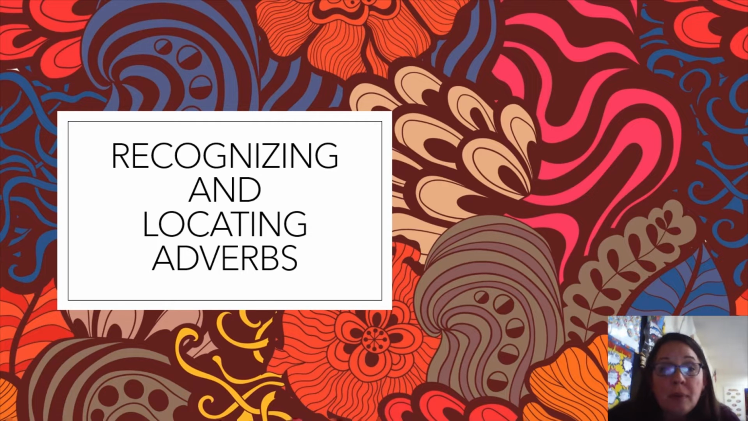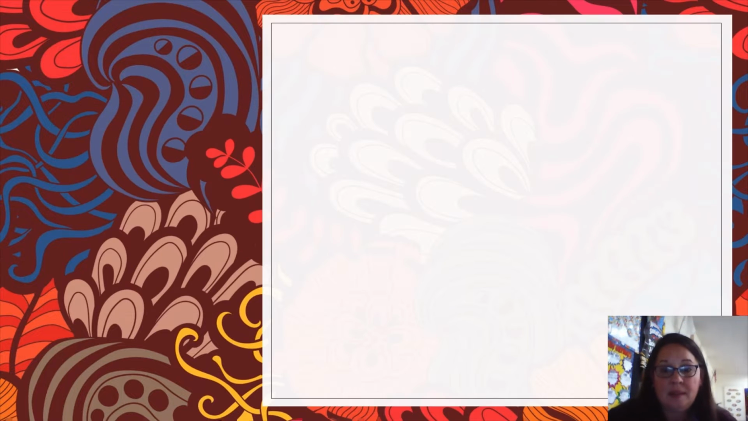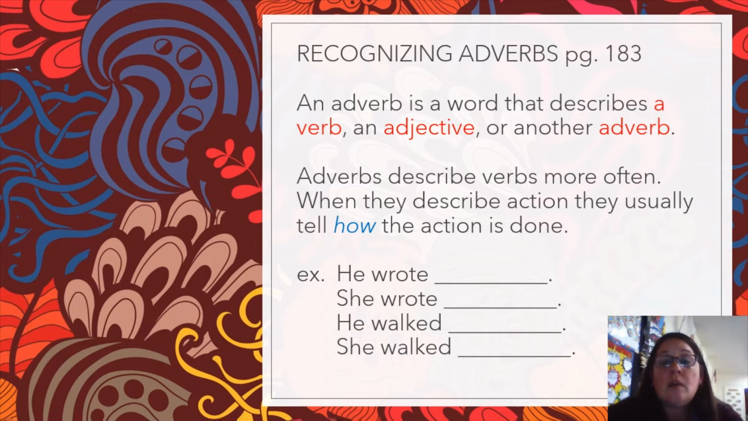Today we're going to be recognizing and locating adverbs. Recognizing adverbs on page 183. An adverb is a word that describes a verb, an adjective, or another adverb. Adverbs describe verbs more often. When they describe action, they usually tell how the action is done.